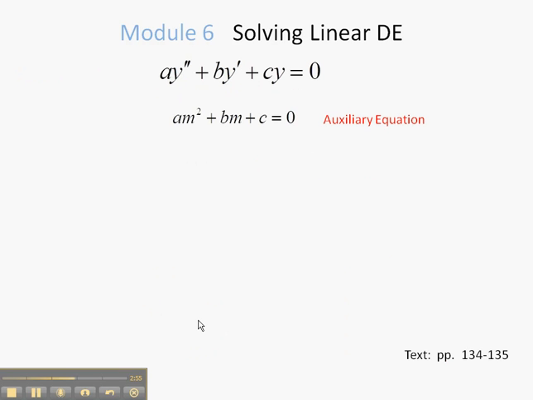Now, we don't always have to go through that derivation to get to it. In fact, we can write it for a second order. As you can see, we have m to the power of the number of derivatives, so m squared, m to the 1, and then c times m to the 0 derivatives, or m to the 0, which is 1. So I'm going to replace my y double prime with m squared, my y prime with m, and my y with just the number 1. And then all I have to do is solve this quadratic equation in order to find the solutions to my differential equation.